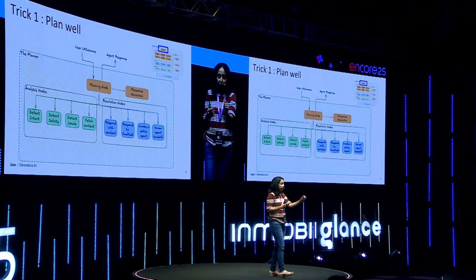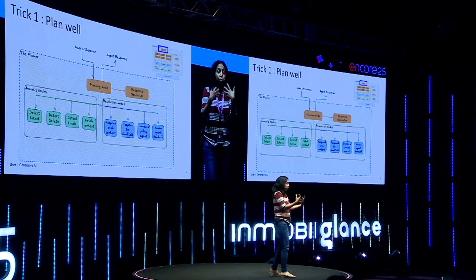Let's say I'm a rider. I come to Uber customer support and start with a greeting. Hi, how are you? I have a question. It's a very generic thing, small talk. The planner then figures out, first thing it does, it fans out a bunch of requests to what we call the analysis nodes. Once the user has reached out, I need to collect data. I need to understand what the user is saying.